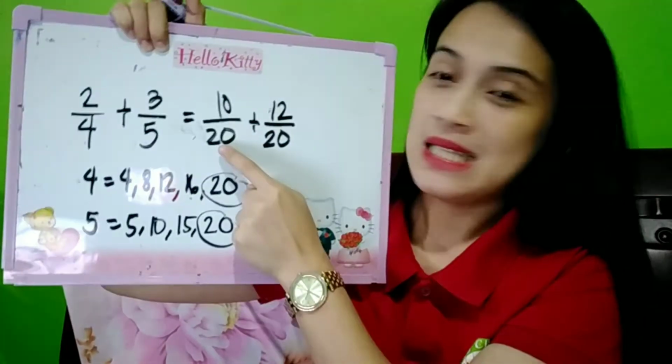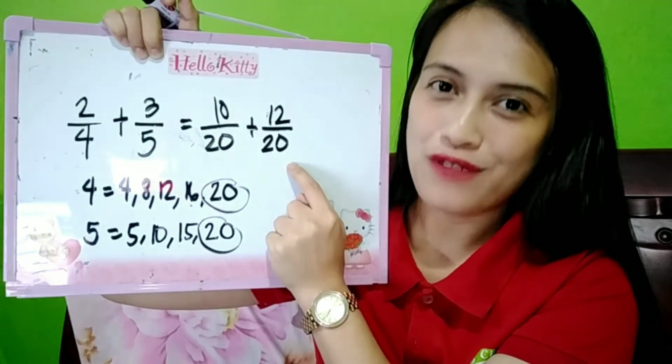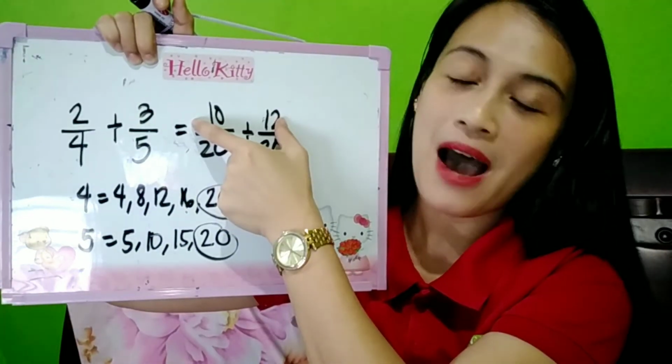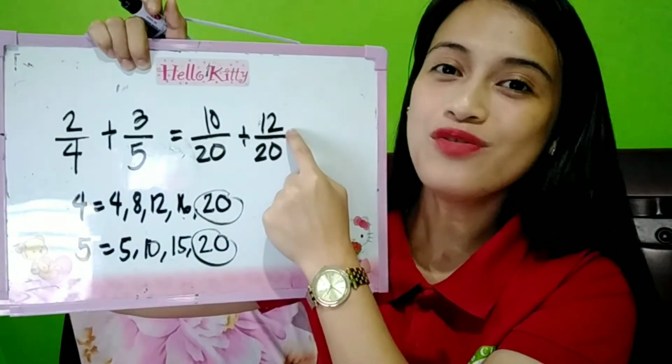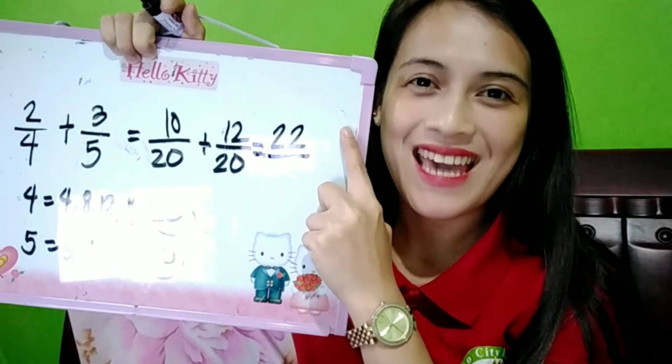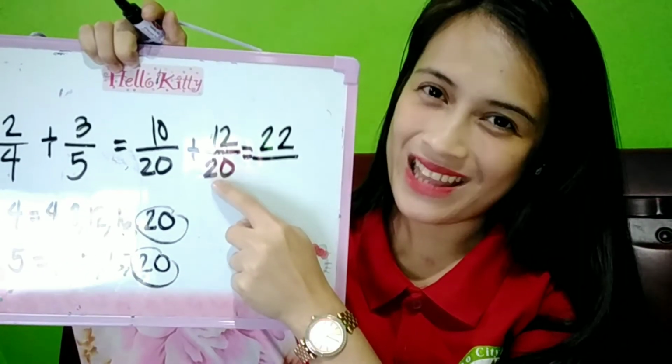So, karon, since they have now the same denominators, pwede na ta maka-add sa mga fractions. I-add na nato ang numerator. So, 10 plus 12, 22. And then, copy the common denominator, which is si 20.